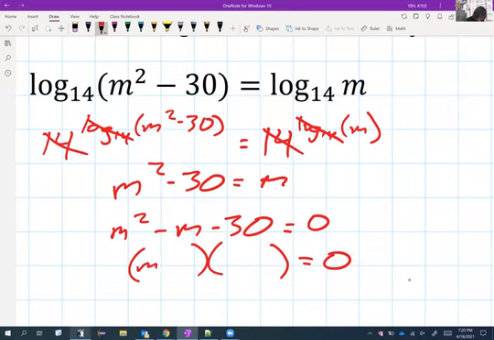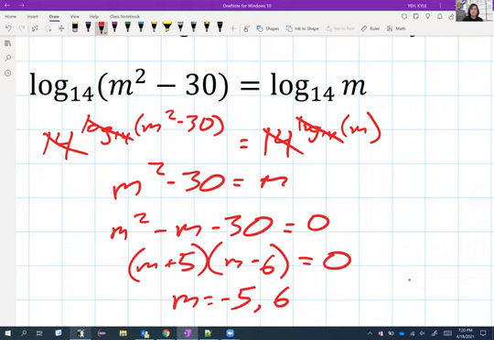I know m and m. I know my signs are different. Multiply to be negative 30, add to be negative 1. I'm thinking minus 6 plus 5. So m equals negative 5 or positive 6. Negative 5 or positive 6. Okay. So from factoring, that seems to work.